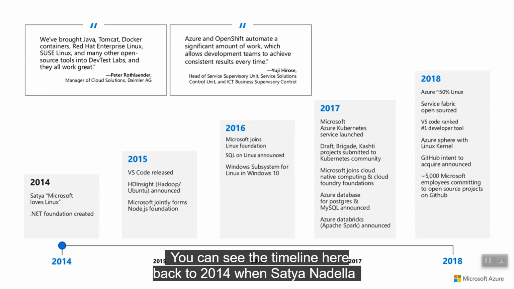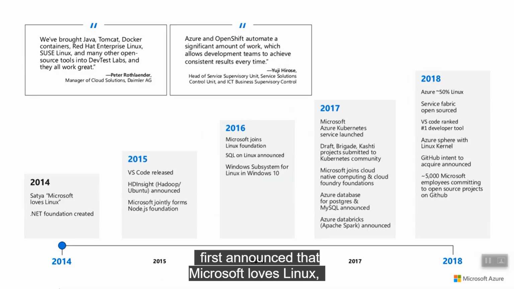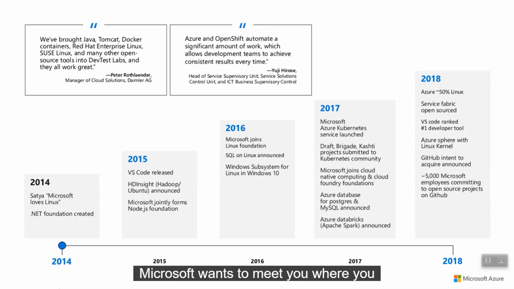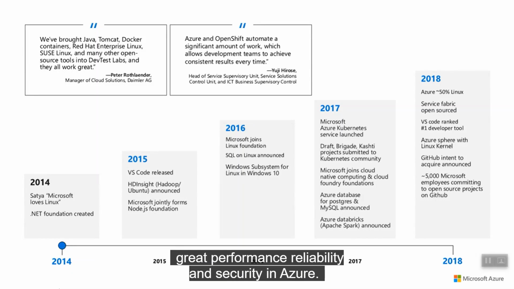And you can see the timeline here back to 2014 when Satya Nadella first announced that Microsoft loves Linux, all the way to 2018 and current, where Microsoft created its own Linux distribution and kernel for Azure Sphere. And what this really means is Microsoft loves you. Microsoft wants to meet you where you are and help you run your workloads, Microsoft-based or otherwise, with great performance, reliability, and security in Azure.